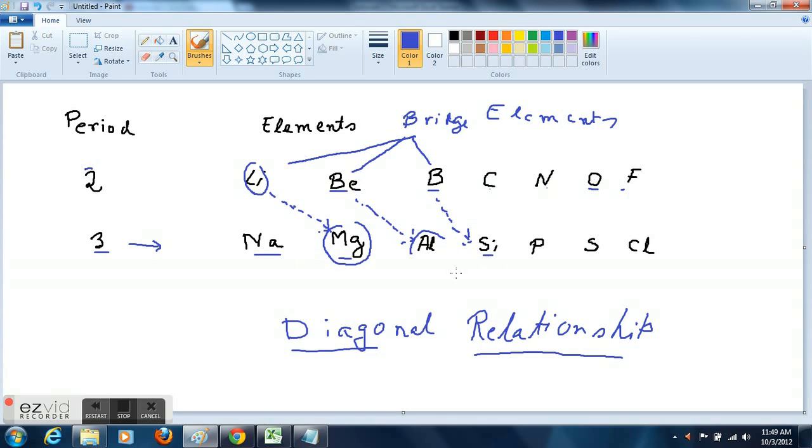So let me define quickly. Elements of period 2 show some similarity with elements of period 3 of the next group, like lithium with magnesium, beryllium with aluminium, boron with silicon. These elements in period 2 are called bridge elements, and this relationship is a diagonal relationship. So this is something which you may find quite interesting.